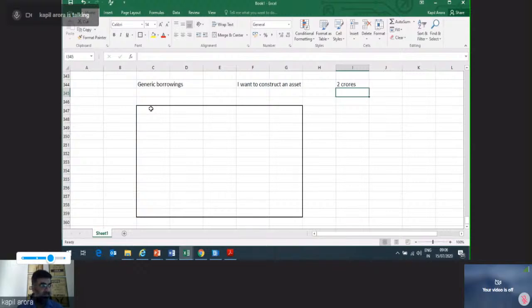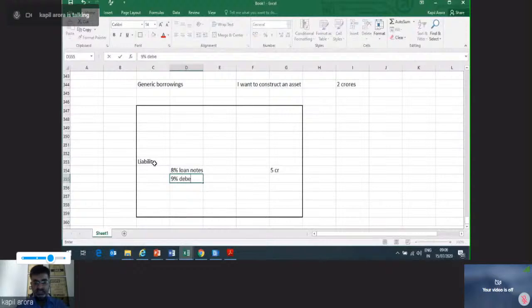But the issue is I already have so much of liability sitting on my books. An 8% loan note of 5 CR, 9% debentures of 10 CR, and other loans of 30 CR.